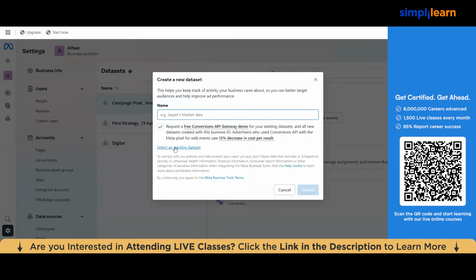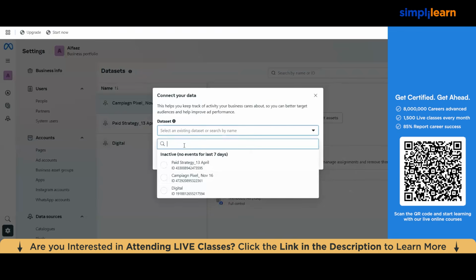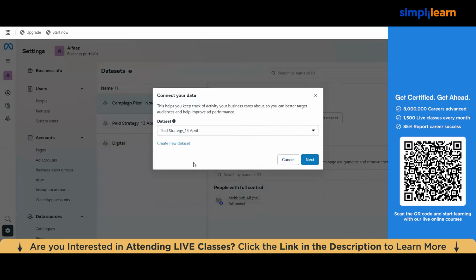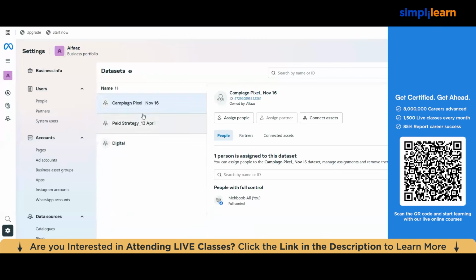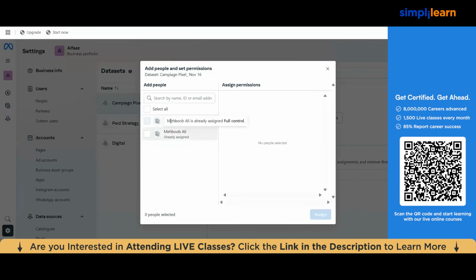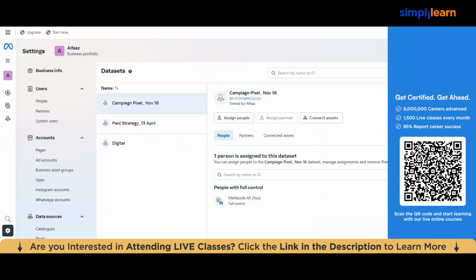Just name it, or you can select an existing data set, whatever you have. So let's say I want Paid Strategy 13th April. It's already here, right? And you can see the person who has full control. It's me who has full control for this ad campaign and this data set. You can also assign other people, those who are on this page, to give access. You can do all that to manage the data tracking and everything else.